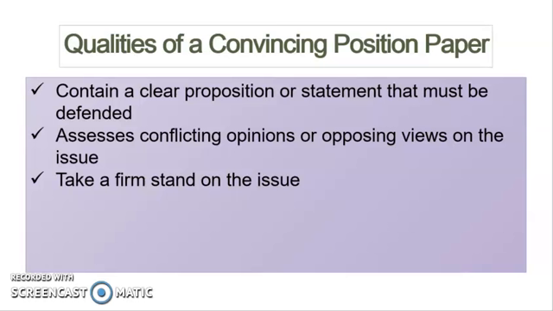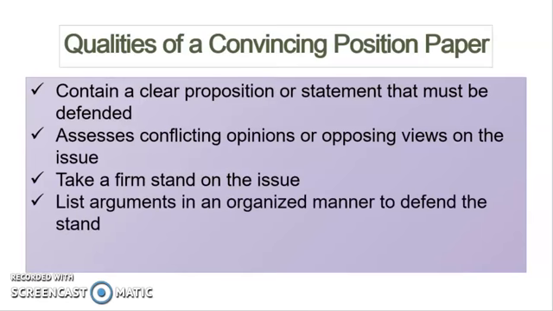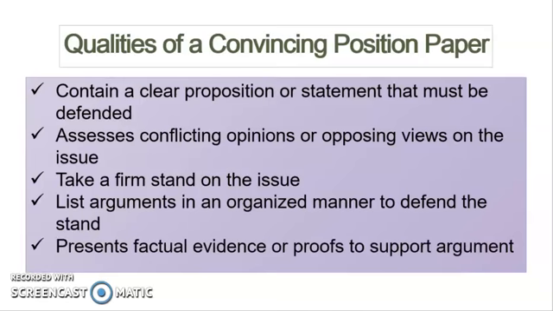Now, listing the pro and con sides of the topic will help you examine your abilities to support your counterclaims, along with a list of supporting evidence for both sides. Again, list arguments in an organized manner to defend the stand. And lastly, always present factual evidence or proofs to support your argument. So those are the qualities of a convincing position paper. So now your position paper should have the following qualities.